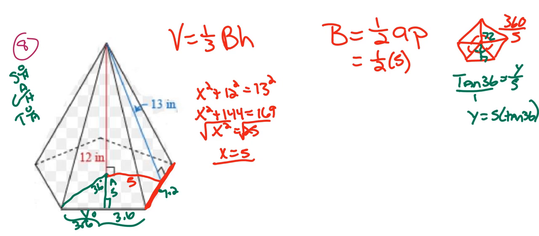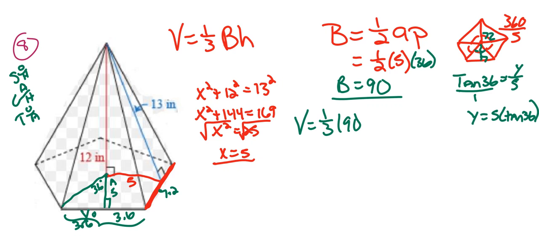Which means that my perimeter is going to be 7.2 times 5, which is 36. So I have 18 times 5. So my base has an area of 90. Again, I'm still not there yet. Now I need a volume. Volume equals 1/3 of 90 times the height, which we knew from the beginning is 12. So 30 times 12, we get 360.